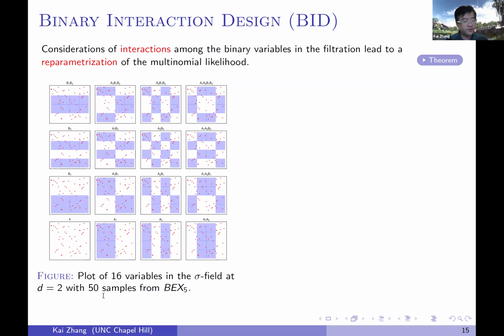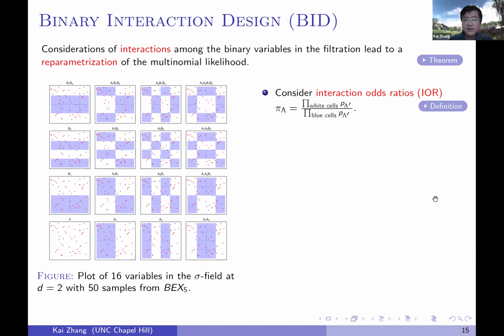with d equals 2. So 2 bits from A and 2 bits from B, 2 bits from U and 2 bits from V. So the idea is that now we have a 4x4 contingency table if you look at the first 2 bits. So the sigma field is generated by 16 binary variables. One of them is really trivial, it's a constant. But the other 15 non-trivial binary variables, each of them will divide the unit square into half area in white and half area in blue, right?